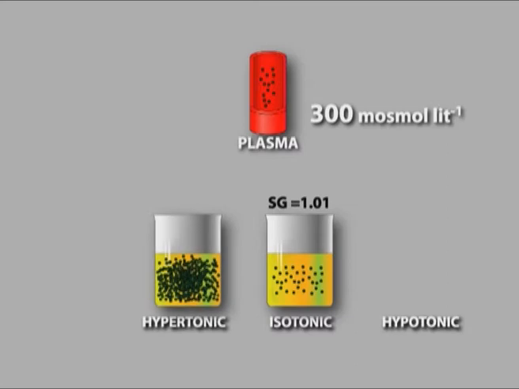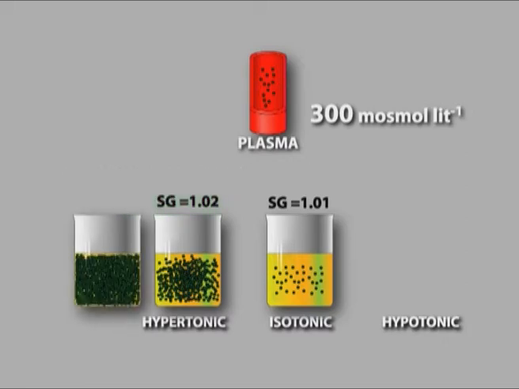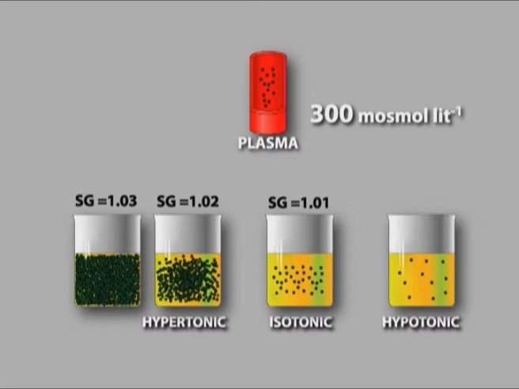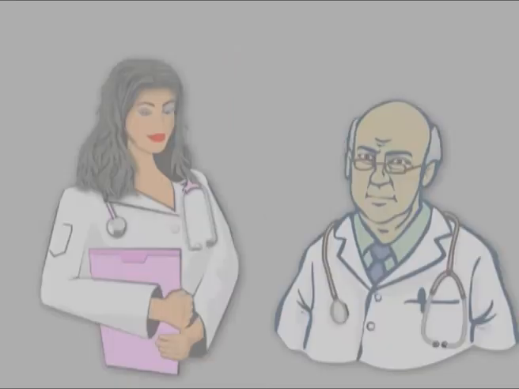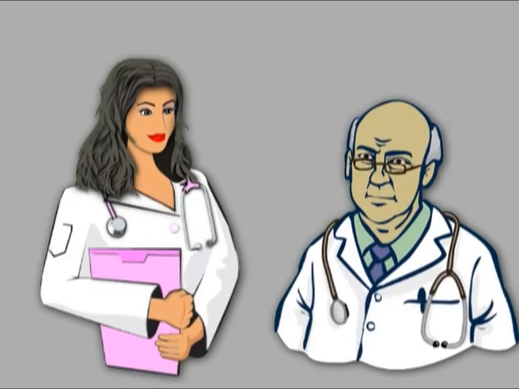Urine is normally concentrated to between 300 and 800 milliosmol per litre, which equates to a specific gravity of about 1.02. Very concentrated urine, say greater than 800 milliosmol per litre, has a specific gravity in excess of 1.03. Urine that is hypotonic relative to plasma has a specific gravity of less than 1.01. So, Prof, the bottom line seems to be that 1.01 is a pivotal number, and one that we should remember.